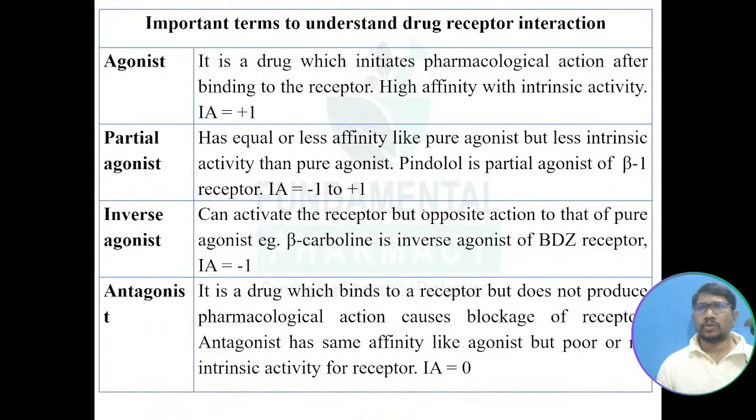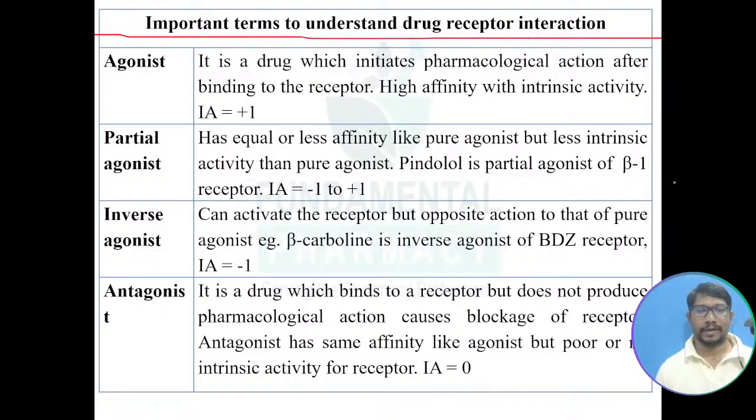Now, important terms to understand regarding the receptor. That means, what are the terms for a drug that interacts with the receptor? Important terms to understand drug receptor interaction. A drug which interacts with the receptor may be either an agonist, partial agonist, inverse agonist, or antagonist. So the drug may act as an agonist or partial agonist or inverse agonist or antagonist.